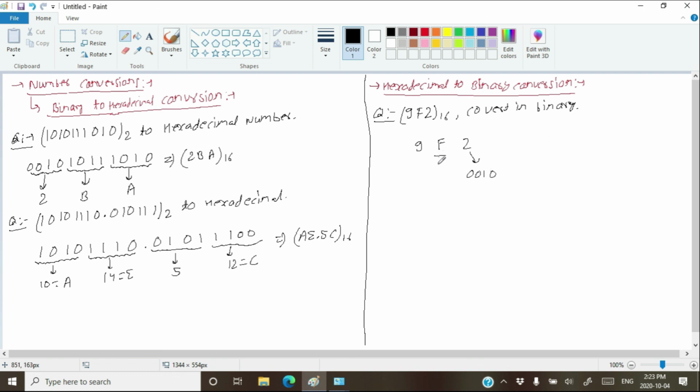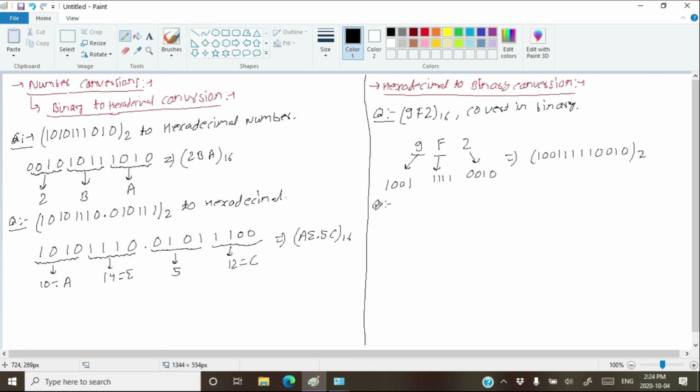You can represent F in the 4 binary bits as 1111. You can represent 9 as the 4 binary bits as 1001. Now you write all these binary bits together like 1001, 1111 and 0010, all the binary bits together to get the final binary output. So this number and this number are representing the same content. Let's see one more example.